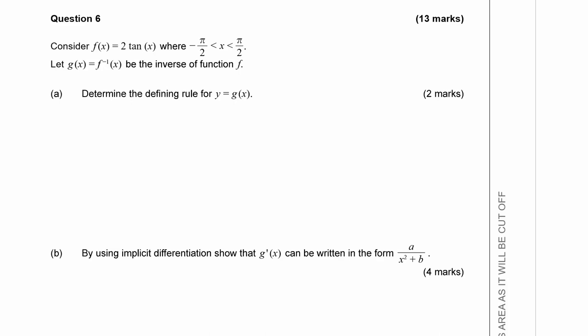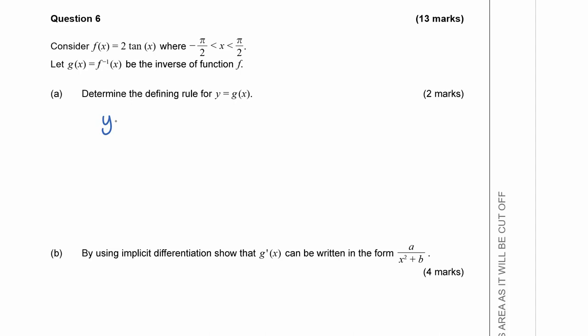f of x is 2 tan x. We're told that x is between negative pi by 2 and pi by 2. And g of x is the inverse function. We want to define the defining rule for that inverse function.